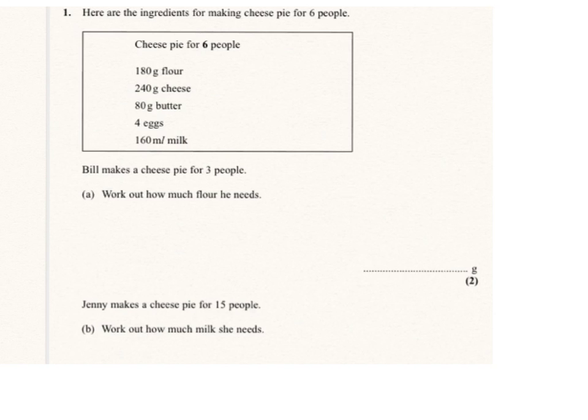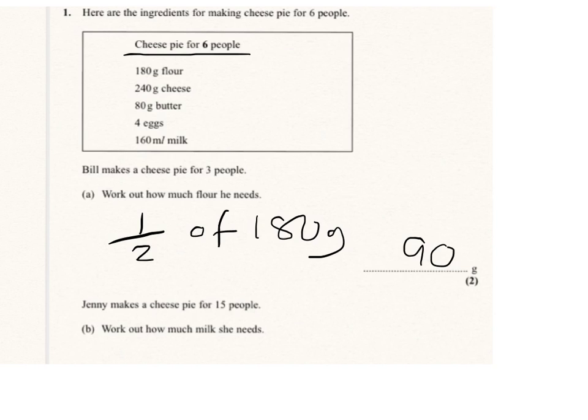So, ingredients question. The cheese pie is for 6 people, and Bill wants to make a cheese pie for 3 people. Well, that's half as much, so how much flour would he need? Half as much flour, so we need half of the flour that you used for 6. The flour we used for 6 was 180 grams, so half of 180 is 90.